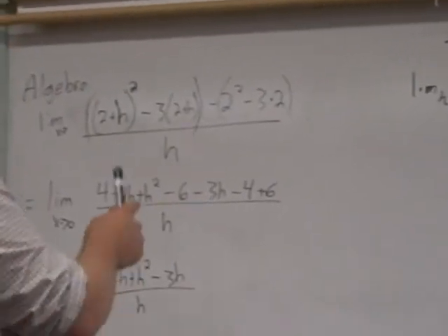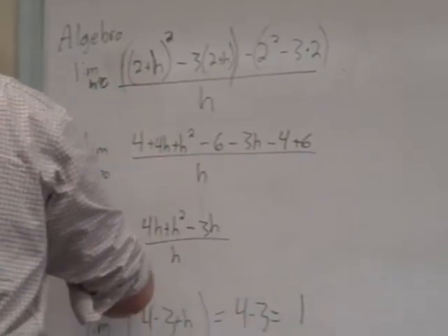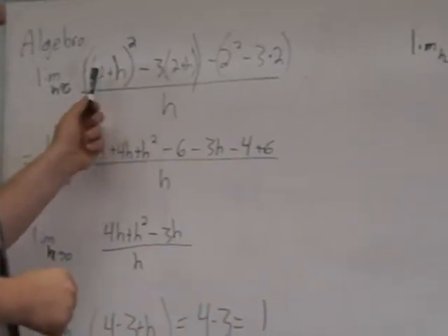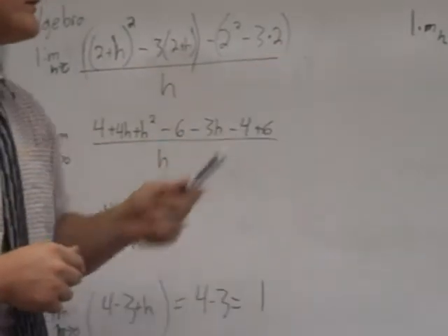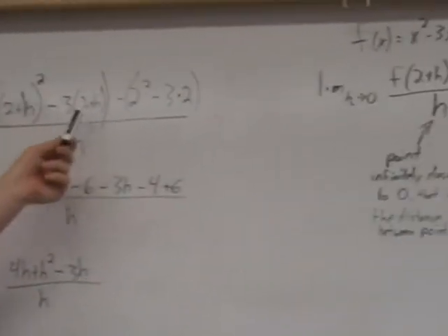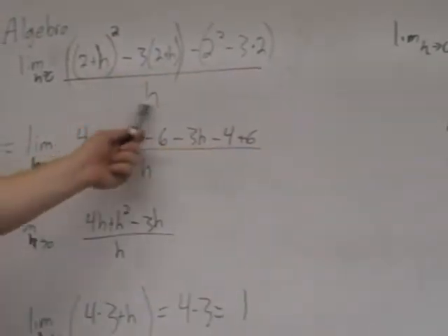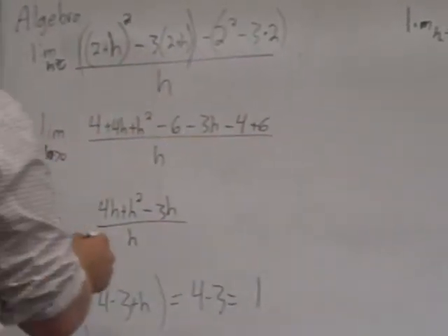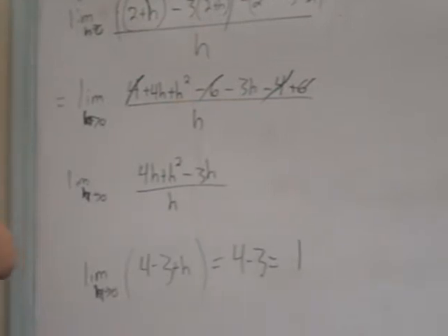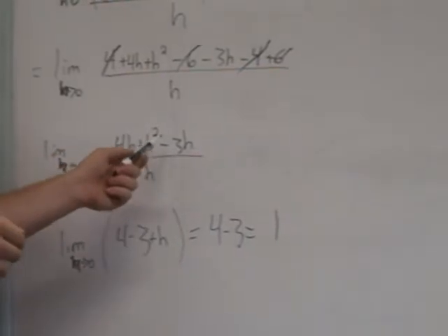Alright, so now we still have the limit of h approaching 0. I apologize, these are supposed to be h's. Okay, so now it's time to take the top part and plug f of 2 plus h into the actual equation, which you can see right here. So it would be 2 plus h squared minus 3 times 2 plus h, minus 2 squared minus 3 times 2. And this is still all over h. When we multiply it all out, you can see we can cancel out the 4s, we can cancel out the 6s, and then we're left with the limit as h approaches 0 of 4h plus h squared minus 3h over h.